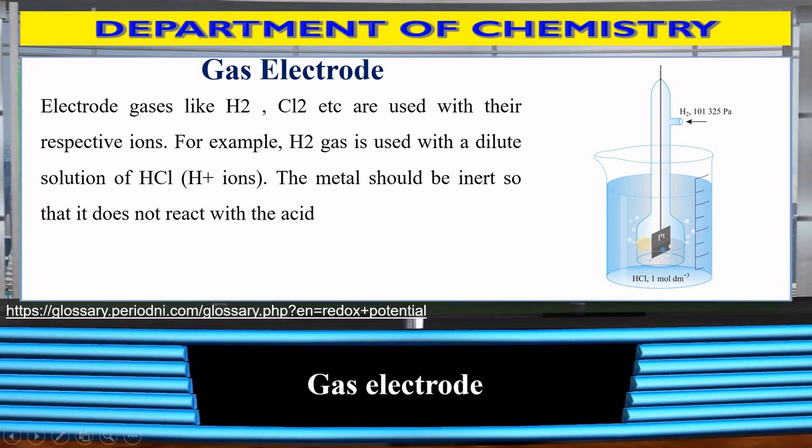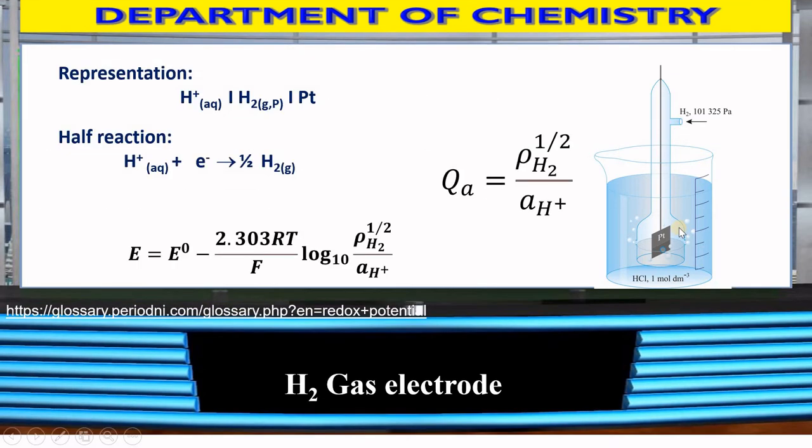Here this is the glass tube which contains an inert metal, that is platinum, and this is the solution of HCl, and in that HCl, from this hole, hydrogen gas is bubbled, which is in contact with platinum metal. Such electrodes are called gas electrodes. When we insert chlorine gas from this hole, it is called a chlorine gas electrode. Let's see the representation for this gas electrode. Suppose this is the hydrogen gas electrode, meaning from this hole we insert hydrogen gas.